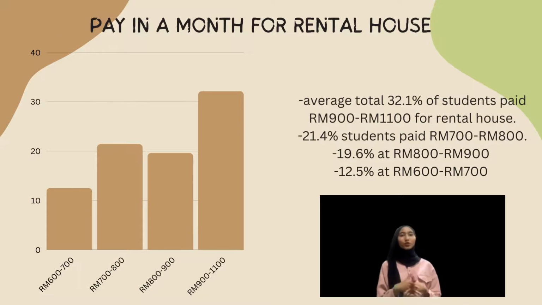For question number 2, we talk about the monthly payment for the rental house. As you can see from this bar chart, 32.1% of students paid 900 to 1,100 for a rental house, 21.4% of students paid 700 to 800, 19.6% paid 800 to 900, and 12.5% paid 600 to 700 in a month.